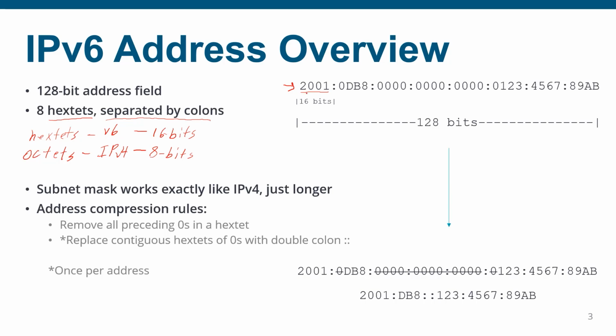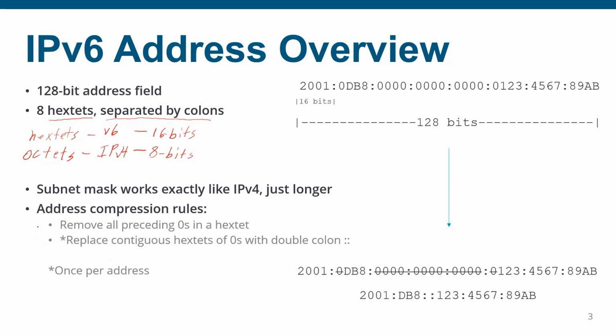Here we have 2001, colon, 0db8, colon, 0000, many more zeros, 1, 2, 3, 4, 5, 6, 7, 8, 9, AB. And this is a 128-bit address field. Now that's a pretty long address. I don't know about you, but I can't go around memorizing or writing that down all the time. So we have come up with some compression rules for IPv6 addresses.